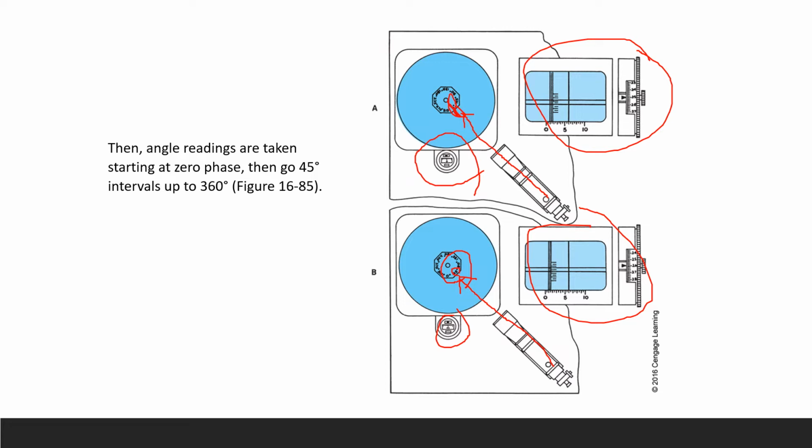So you start with 0, then go to 45, and then you go in intervals all the way around for one round of 360 degrees in the rotation. So 0, and then 45, and then 90, and then all the way to 360 degrees.